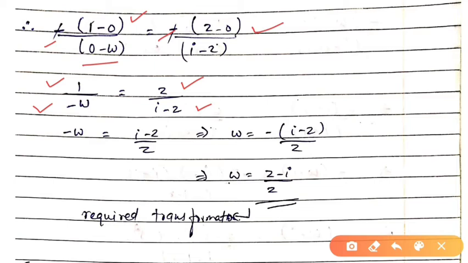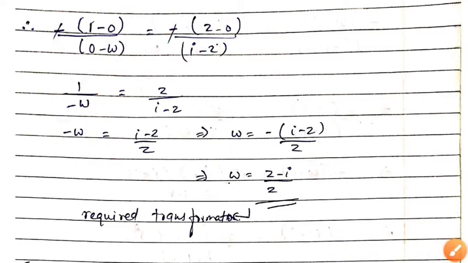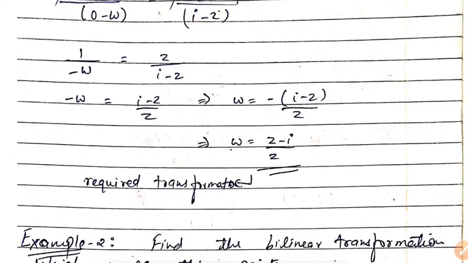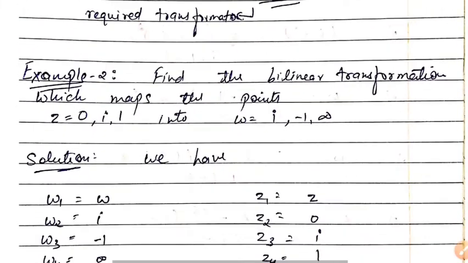Now I am taking the reciprocal. This can be written as minus W and this can be written as I minus Z upon Z. I am just taking the reciprocal because I want to find the value of W. Now I will take this minus to the other side. So I get W equal to minus I minus Z upon Z. So again if I multiply this minus over here, I get W equal to Z minus I upon Z. Okay, so this is the required transformation of the given question, right?